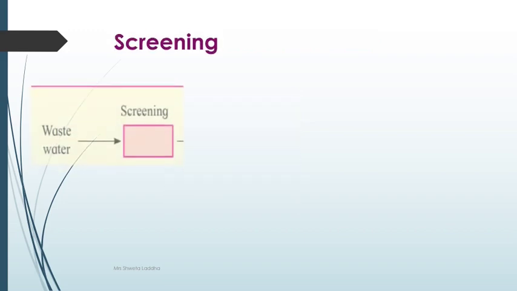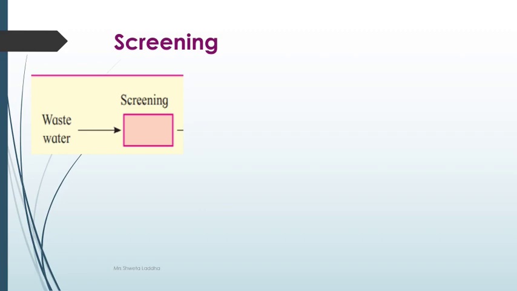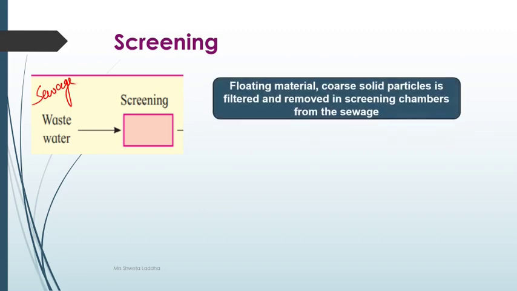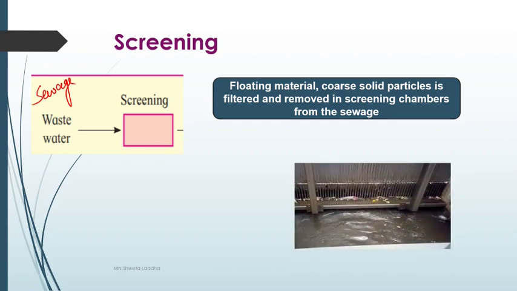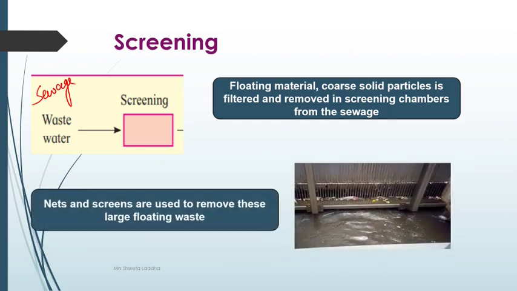What is screening? The sewage or the wastewater which is collected from our domestic waste or industrial waste is passed into the screening chambers, which are big tanks. All the floating material and the coarse solid particles are filtered and removed in screening chambers from the sewage. You can see in the picture how nets and screens are used to remove these large floating waste from the water bodies. So big pieces are separated in screening.